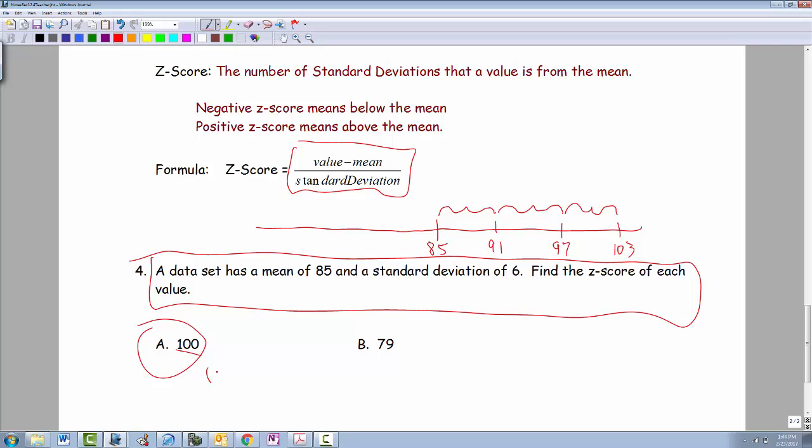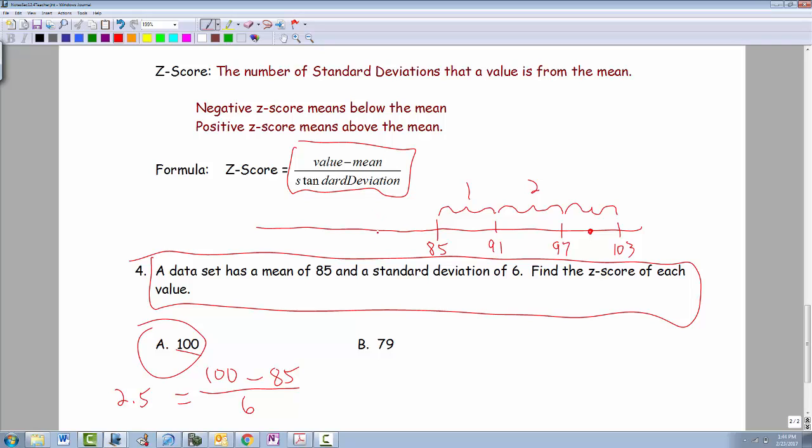The z-score is the value that you have minus the mean, divided by the standard deviation. I'm going to go this way so I don't run into that one. Lo and behold, you get 15 divided by 6, which is 2 and 3/6, which is 2.5. So 100 would fall right around there. 2.5 deviations to the right. That's why it's positive 2.5.